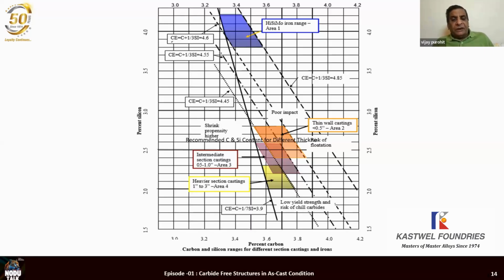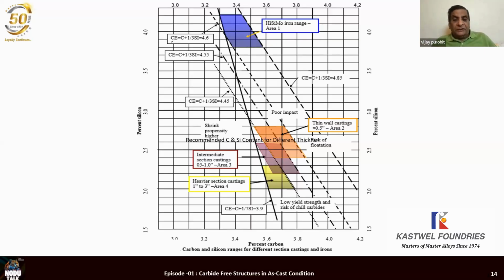For this, the left-hand curve is still the same. To avoid shrinkage, carbon plus 1/7 silicon must be more than 3.9. I keep on repeating this because I want you to get that into your head: that I must keep the carbon plus 1/7 silicon more than 3.9 in my casting.